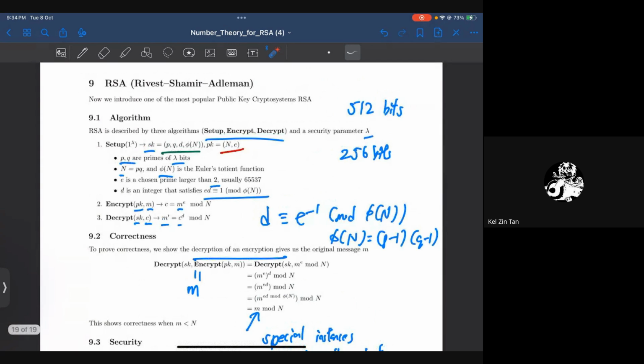It seems hard to come up with this kind of construction. Think about it from the point of view of a person who designed a crypto system. How would you come up with something like RSA?